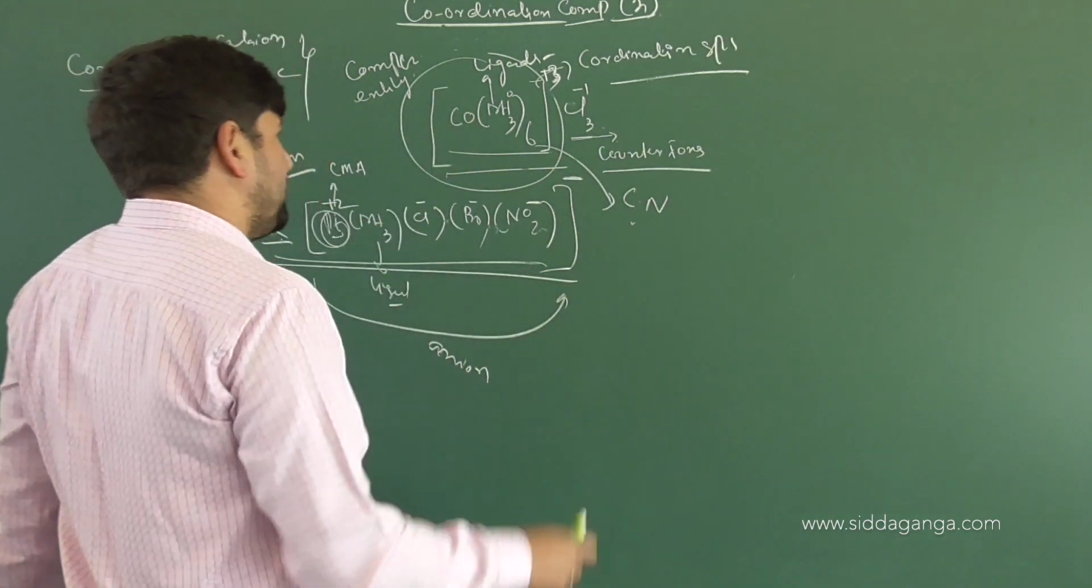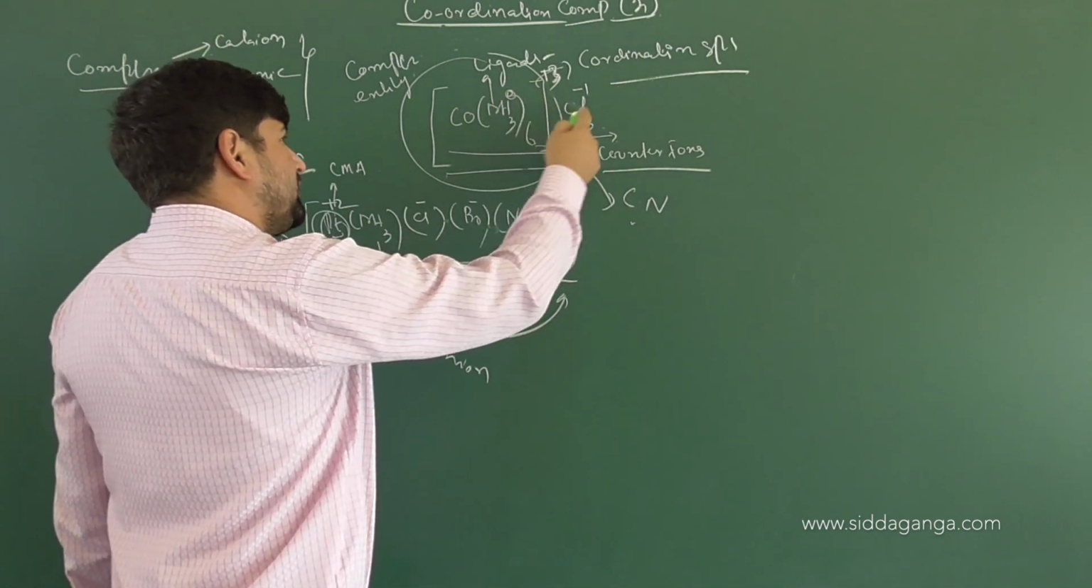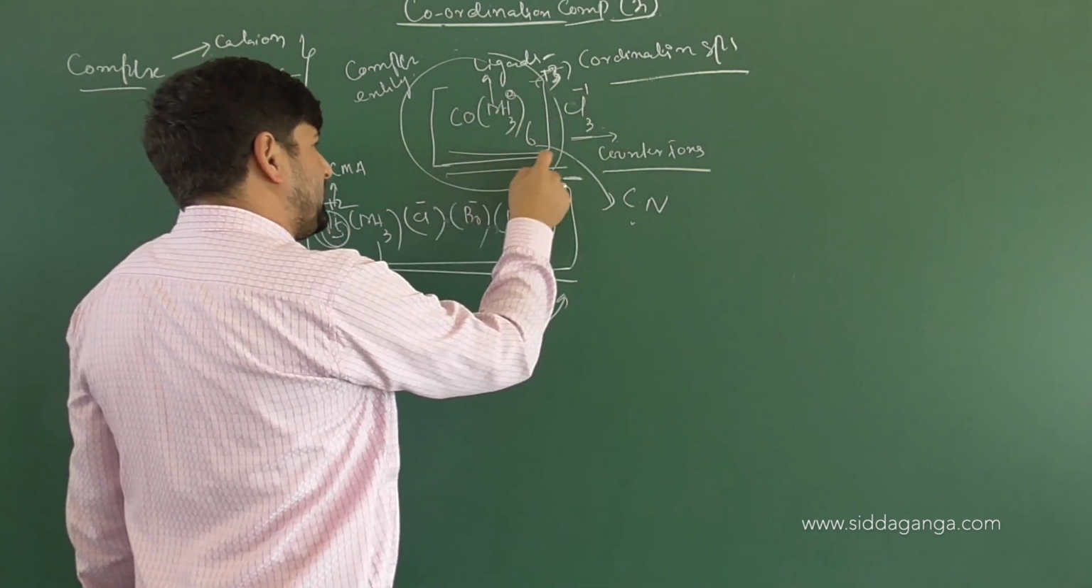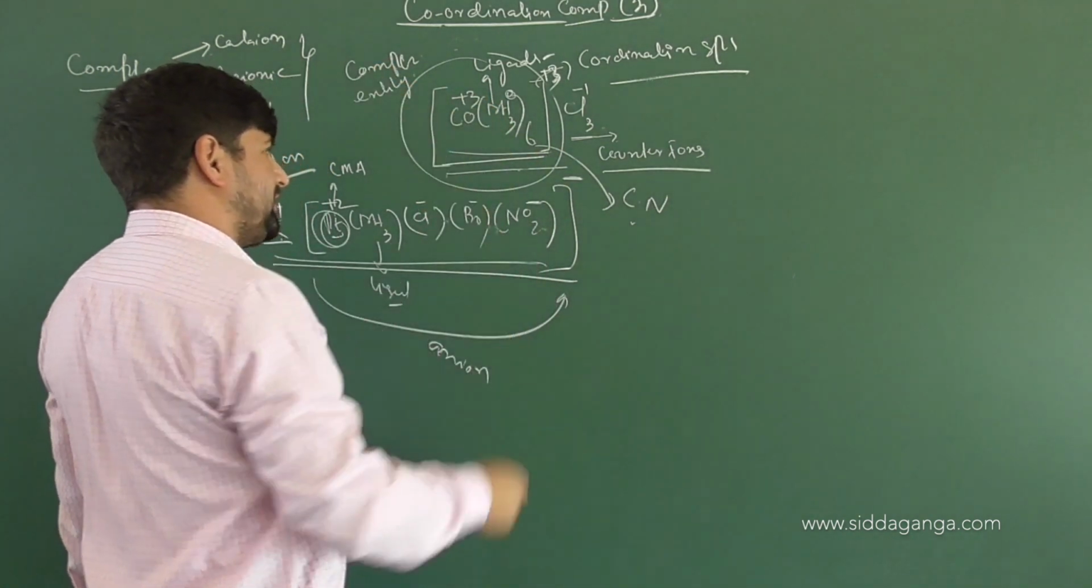Let us see here. Ammonia is a neutral molecule. It does not have any charge on it. So it will be 0. The 3 electrons to be lost, which are lost by the complex, in the complex, those are lost by what? Cobalt. So this is the oxidation state of cobalt.